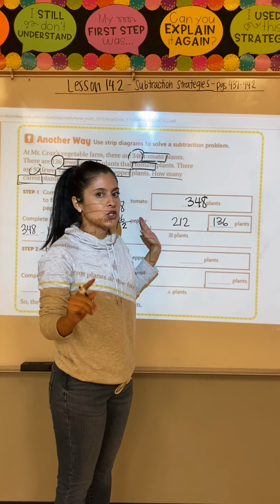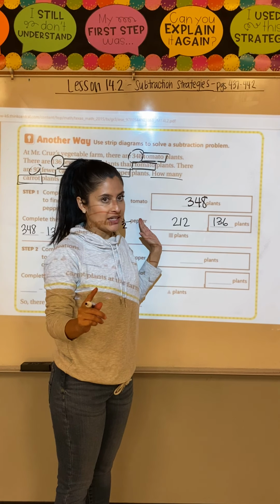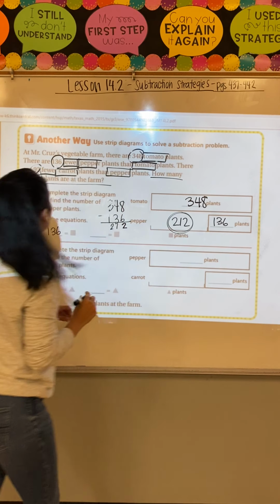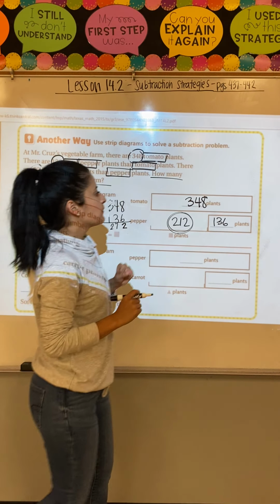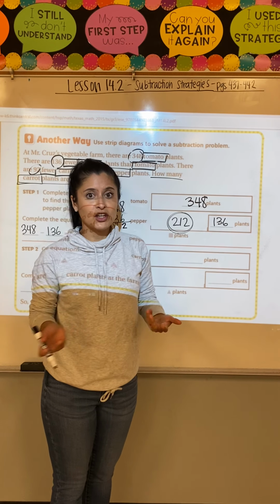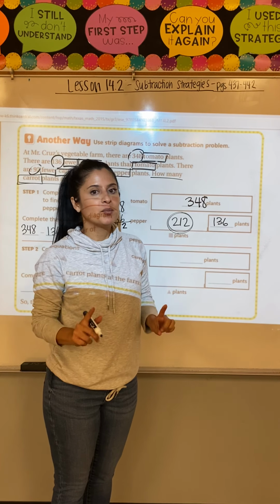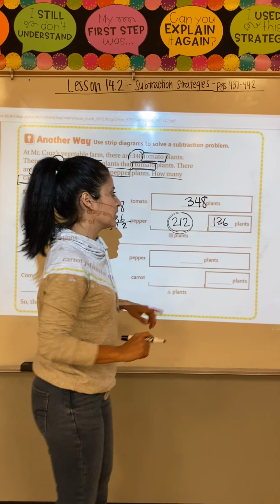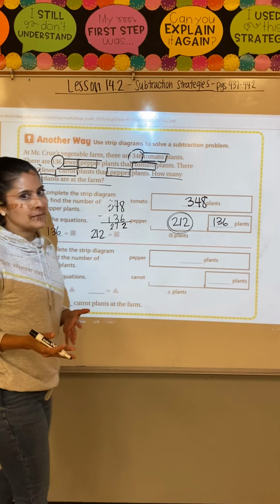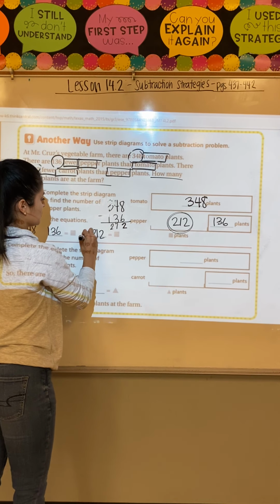Now, we have to make sure that this is reasonable and it makes sense. Is this number 136 fewer than this number? Well, it could be. Looks pretty good, but we want to make sure that we check our work here. So 212, we think, maybe. I'm going to star my answer.